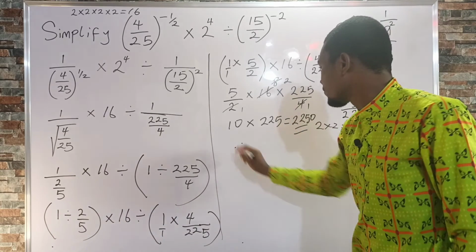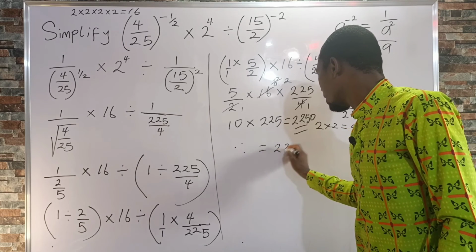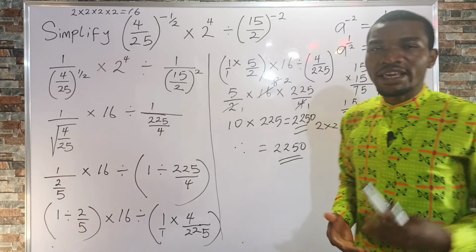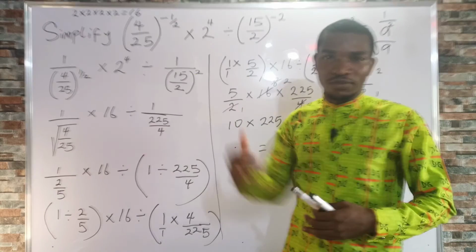So our answer therefore is equal to 2250. This is exactly how to solve a given indicial problem of this form.